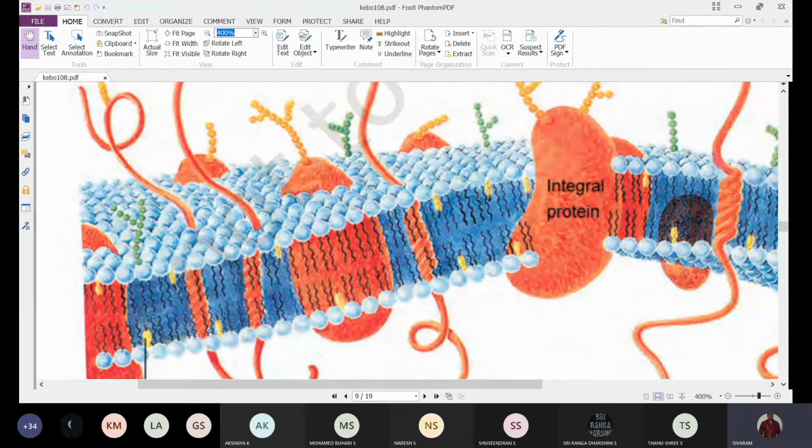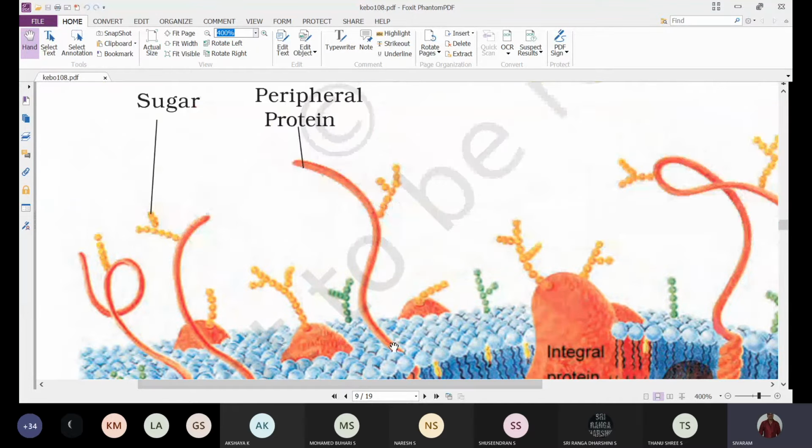And next, when you observe here, some of the protein molecules are protruding outside. These are the protein molecules where most of the part is protruded outside of the cell membrane. So these proteins which are protruding out of the membrane, we call peripheral proteins. These are called peripheral proteins.